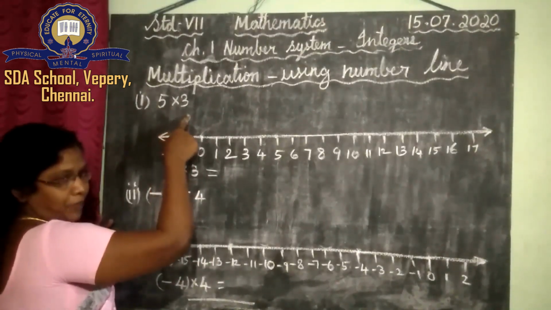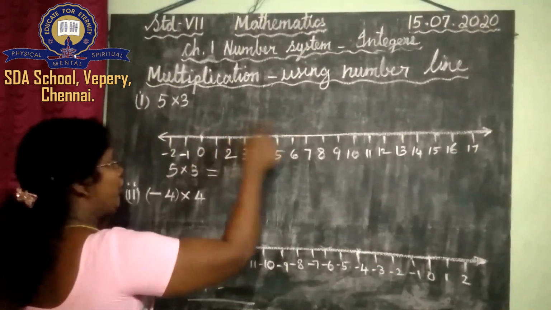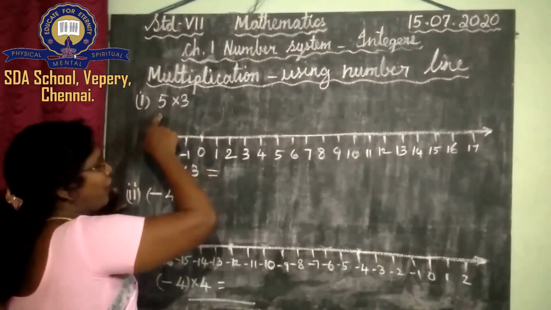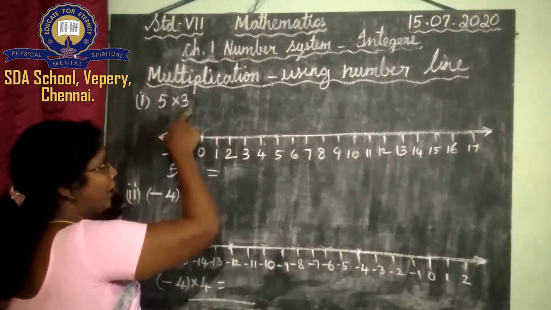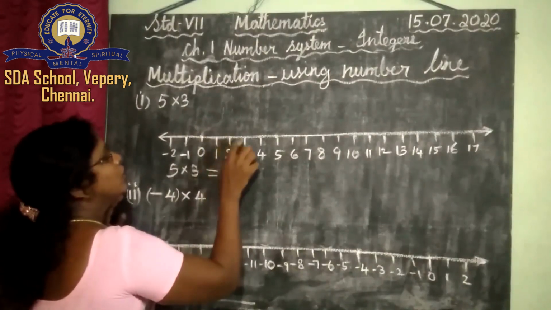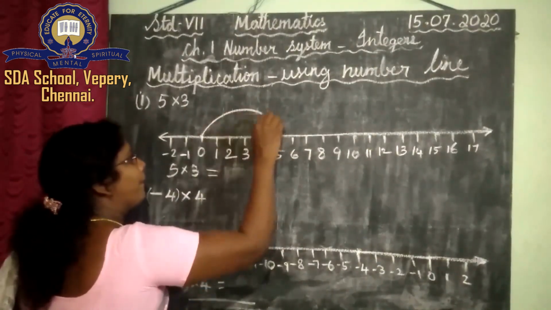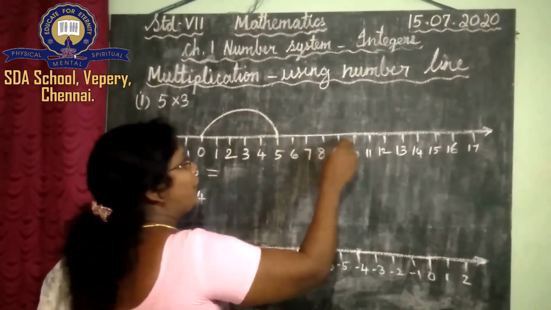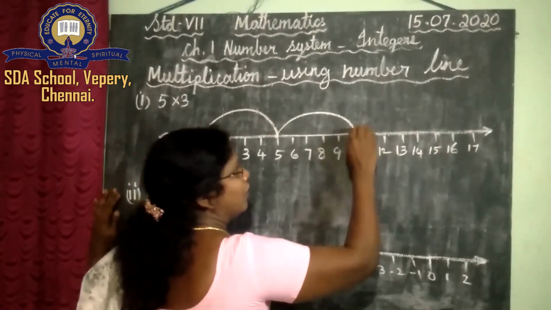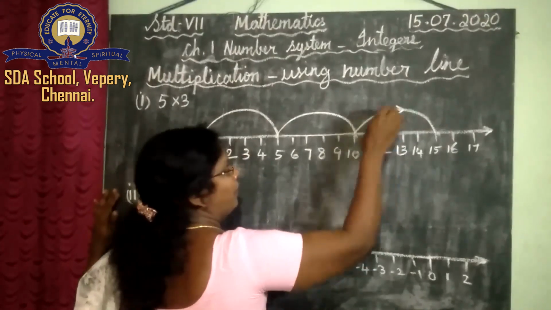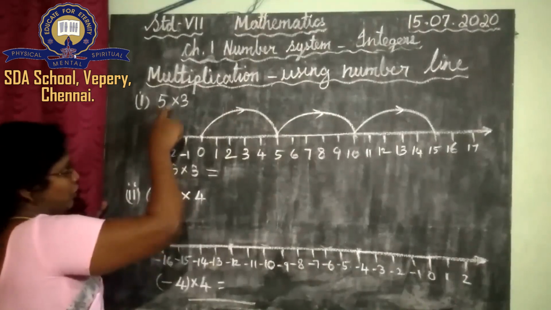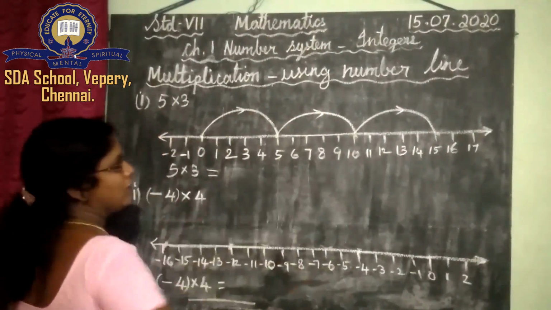5 into 3. So you have to count 5 units, 3 times. Both are positive integers. So what's the answer? Start with 0. 1, 2, 3, 4, 5. 1 time. 1, 2, 3, 4, 5. Second time. 1, 2, 3, 4, 5. Third time. See the arrow mark? Which side does it go? Since both are positive numbers, it travels on the right side.